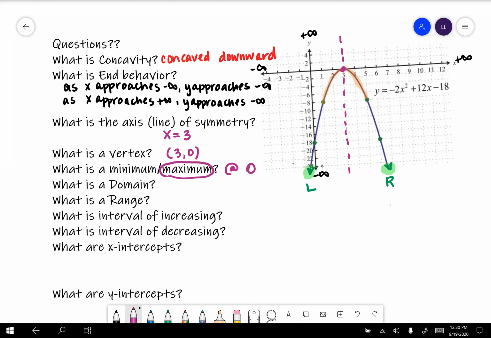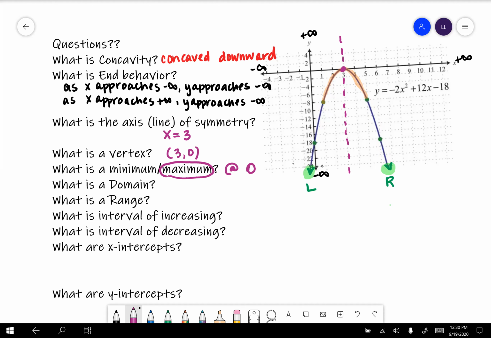All right, so how did you do? This graph has an axis of symmetry x equals 3. The vertex is located at (3, 0). This vertex is a maximum with a maximum value at 0 because 0 is the y-coordinate of the vertex.